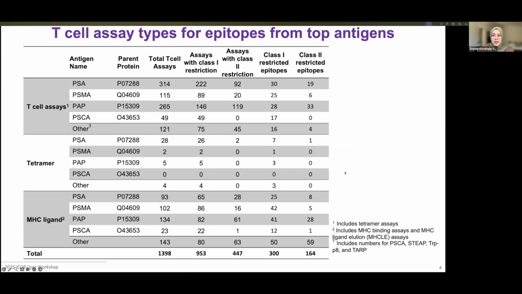Next, we had a look at the T-cell assay types for epitopes from these top 3 antigens. So overall, they captured nearly 1,400 assays across the several assay classes, including the T-cell assays, tetramer staining, and MHC ligand assays. So the class 1 restricted epitopes dominate the data, especially for PSA and PSMA, but there's also surprisingly a number of class 2 restricted epitopes, particularly for PAP. So the tetramer data is very sparse. Only a handful of epitopes have been validated with tetramers, actually.